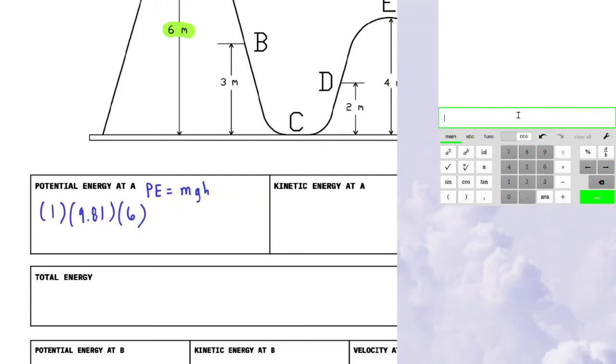Okay, so 9.81 times 6 is equal to 58.86. And for this demonstration, I'm just going to round to 59. And our unit is joules.